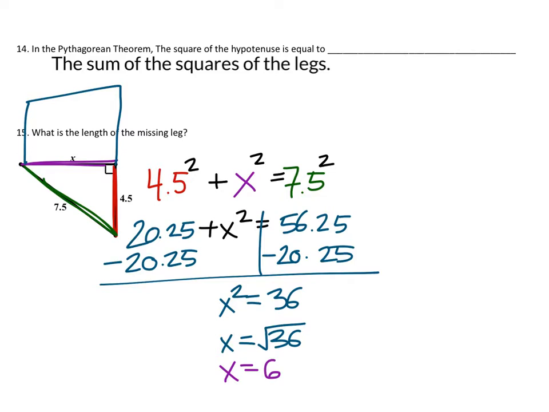Now if this had units, I would label that, but for now that's going to work. So in my calculator, when I put 4.5 squared plus 6 squared, I should get 7.5 squared, and it does, it checks off.